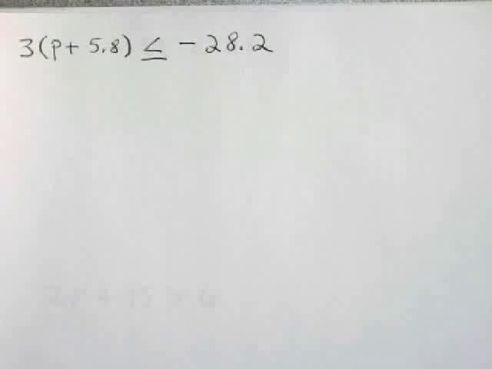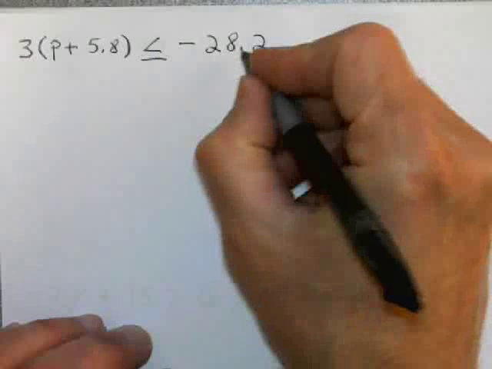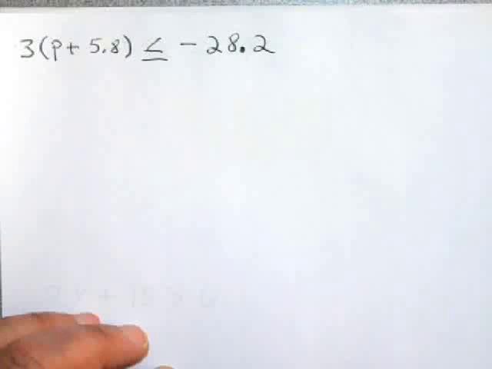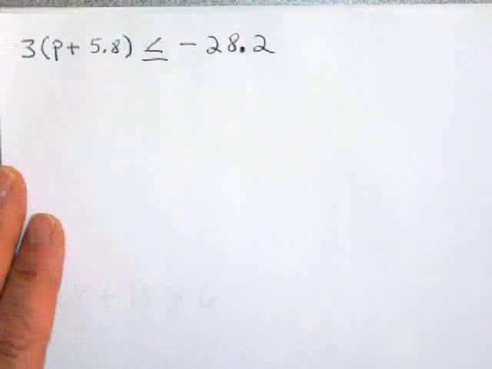Now let's take a look at a multi-step inequality using the distributive property. All right, I've got 3 multiplied by p plus 5.8 being less than or equal to negative 28.2. And I'm going to have to use the distributive property here and distribute that 3. Let me darken that decimal point. So my first step is to distribute that 3 to both the p and the 5.8.